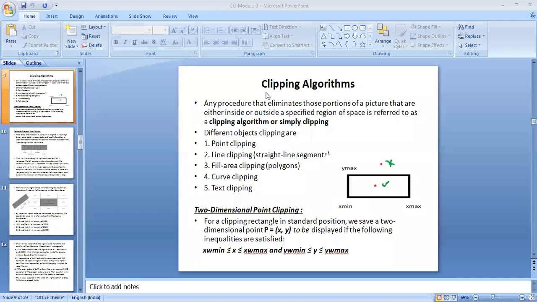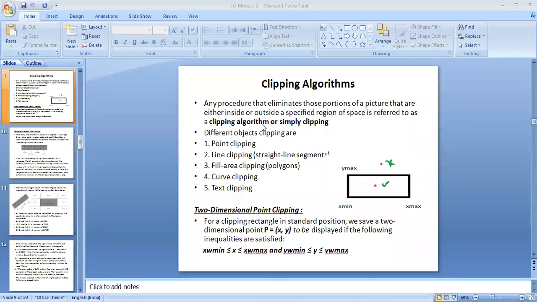Clipping algorithms, right? We are discussing clipping algorithms. So what do we mean by clipping? Clipping means removal, eliminating, or deleting. Any part of my object which I don't require, I can clip. That means I can remove that.